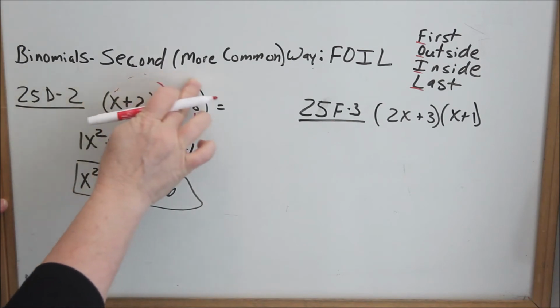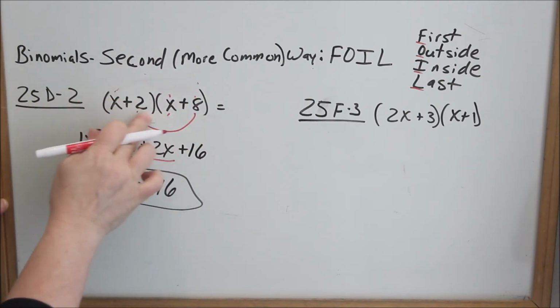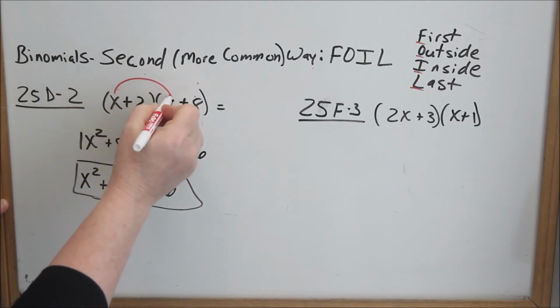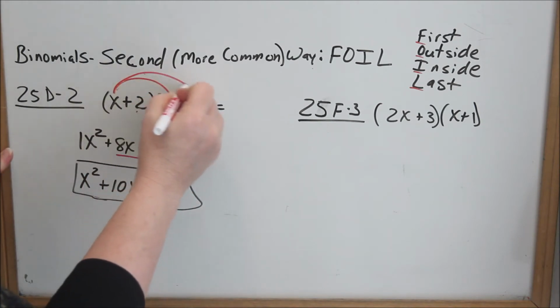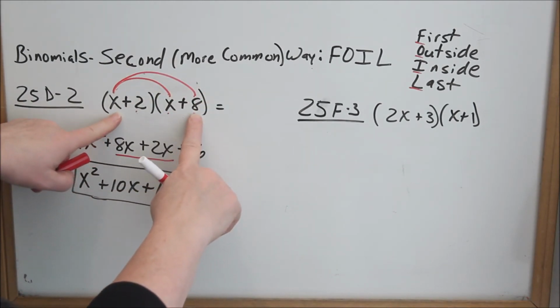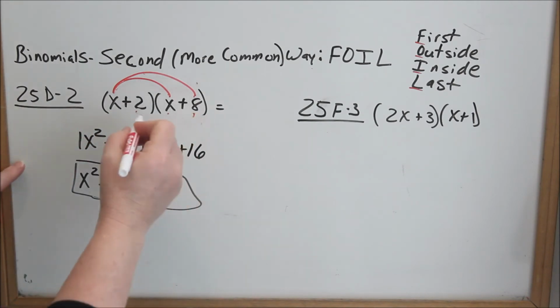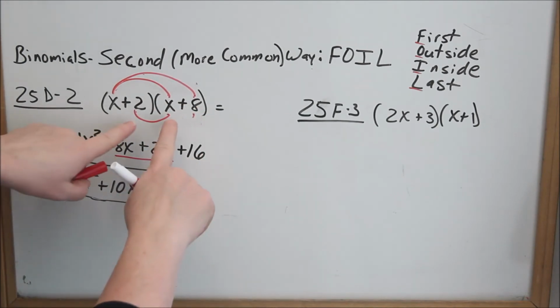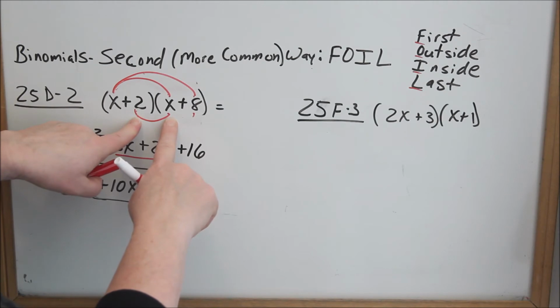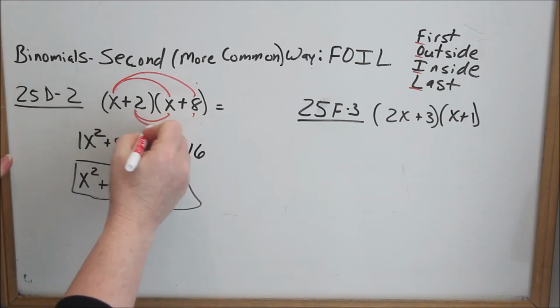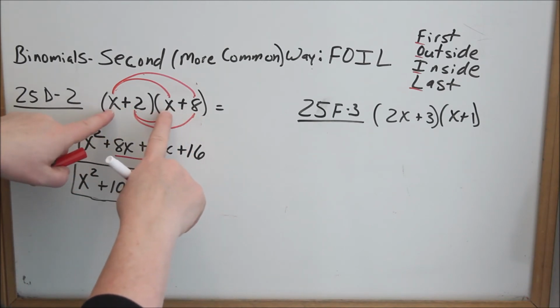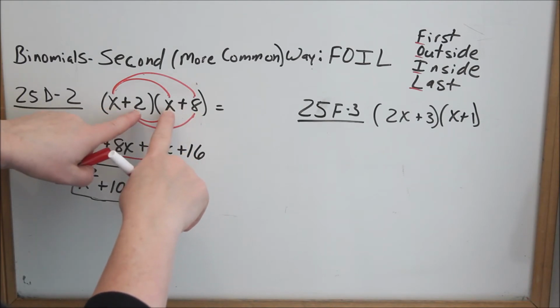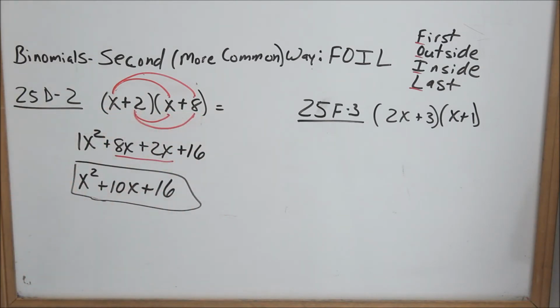Here, I'm going to erase this and go through this to show you why we called it FOIL. We took this, we multiplied the first things in the parentheses together. Then we distributed to there. These are the outside things of the parentheses, the most outside terms of each parenthesis. Then we took the 2 and distributed to there. These are the 2 insides, the most inside things of each parentheses. Then we took it and distributed to there, which these 2 things are the last things in each parentheses. So we did the first, outside, inside, last. That's where the word FOIL comes from.